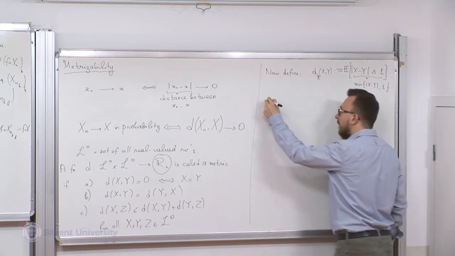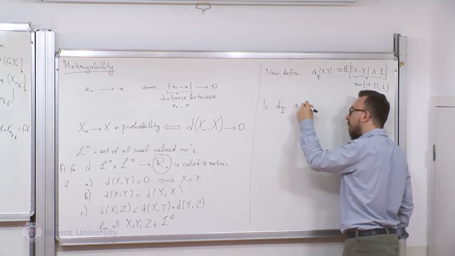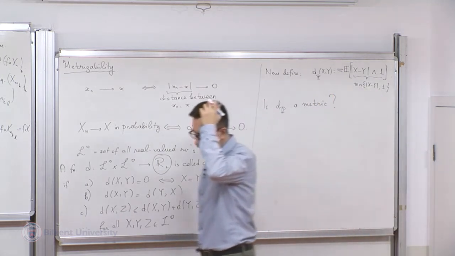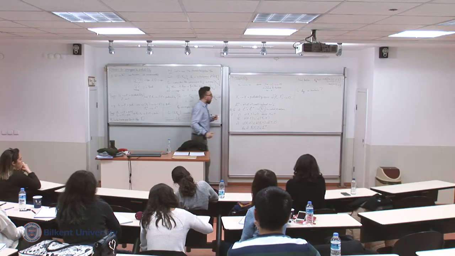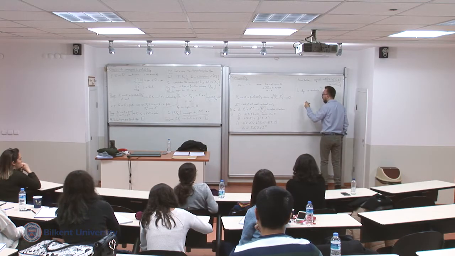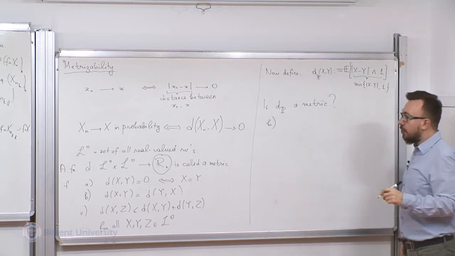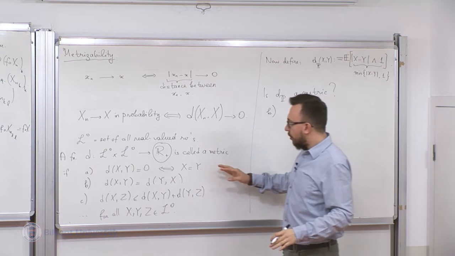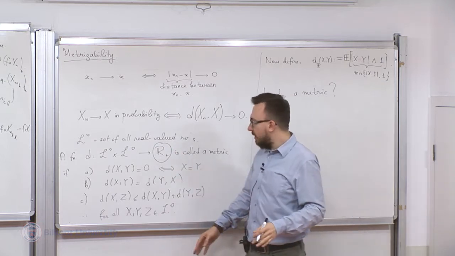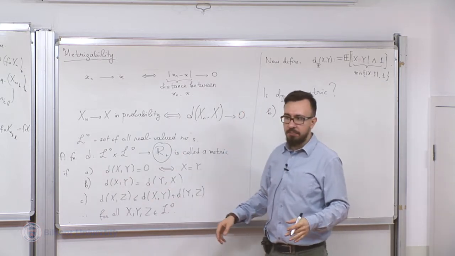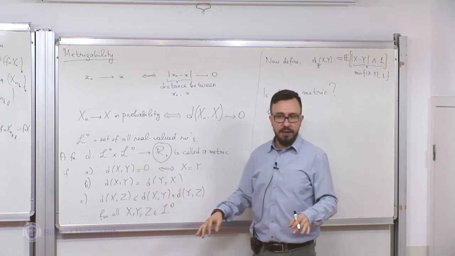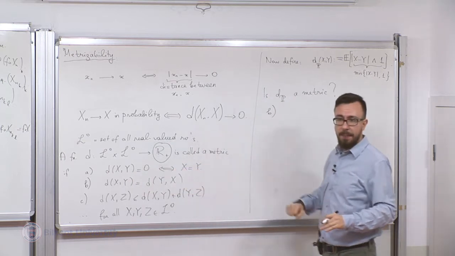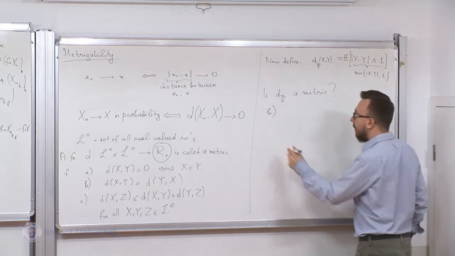Okay. So the question is: is dP a metric? So I will start with B. Usually when you have an exercise in metric spaces and you want to show that something is a metric, the easiest one is the first one, right? Now it's going to be the most difficult one. Well, it's going to be simply wrong. It's not going to be satisfied. Okay? So let's look at B and C.